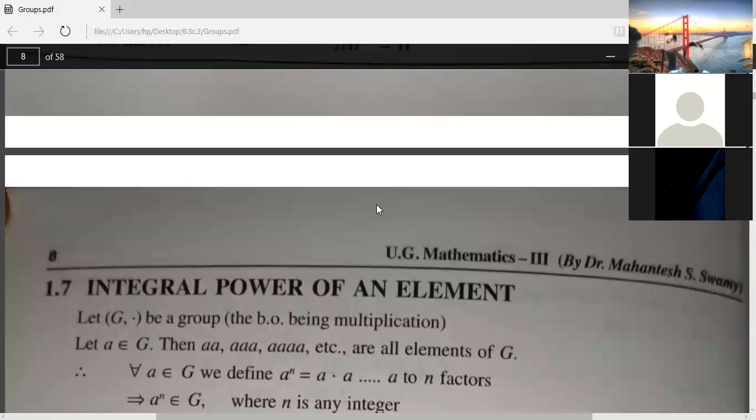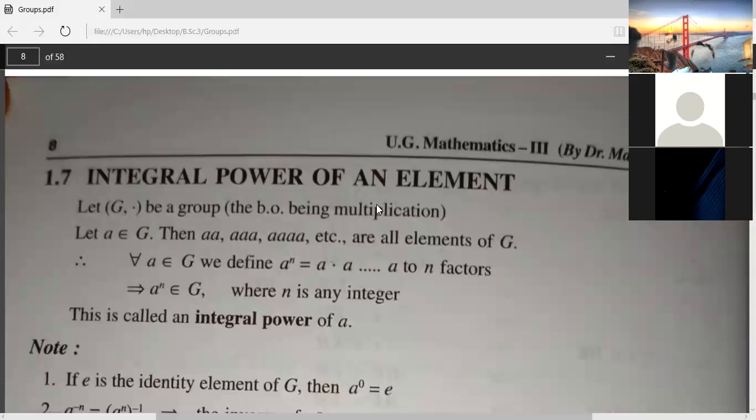Now the next one is integral power of an element. Power means you have a base and a power. Let (G, ·) be a group, where dot is a binary operation, or multiplication. Now let a belong to G, then a·a, or a into a, a into a into a, and so on are elements of G.